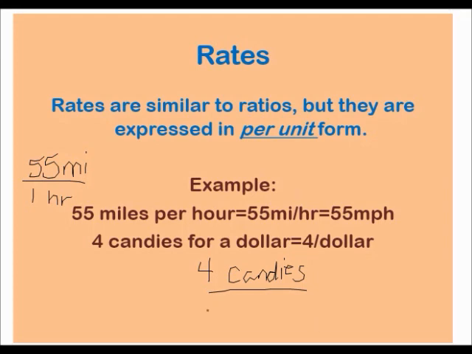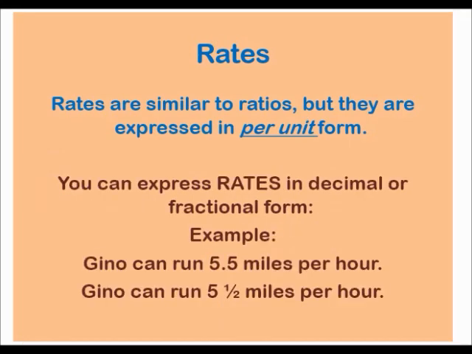$1. We just write 4 for $1, or 4 candies per $1. So if you could say the word per in there, then you know that it should be written in rate form. You can express rates in decimal or fractional form. Whatever form seems easiest for you to write your rates in, you can use that.